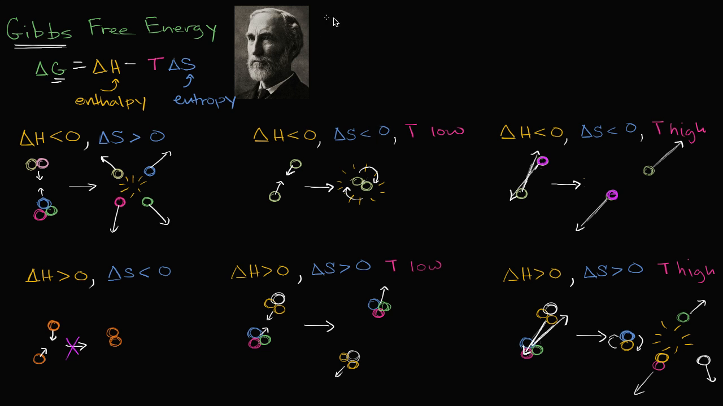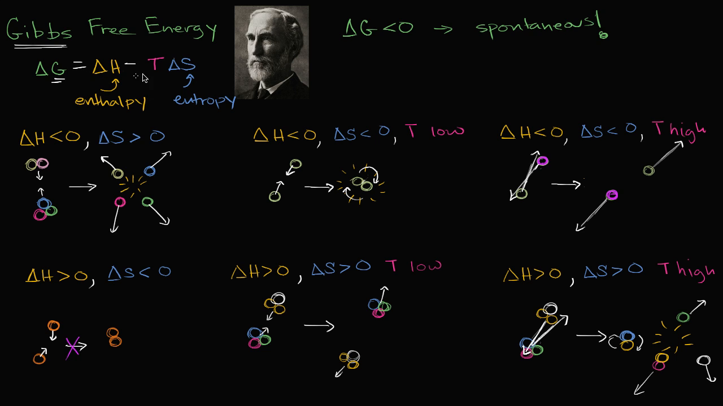And to get straight to the punchline, if delta G is less than 0, our reaction is going to be spontaneous. It's going to happen, assuming the things are able to interact in the right way. Now, let's think a little bit about why that makes sense.